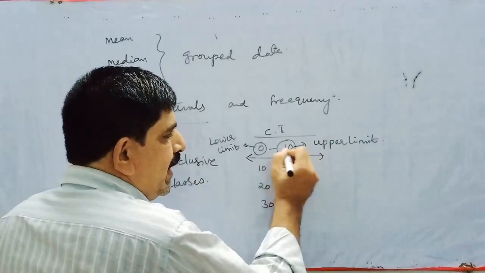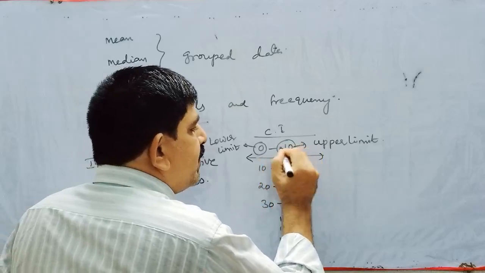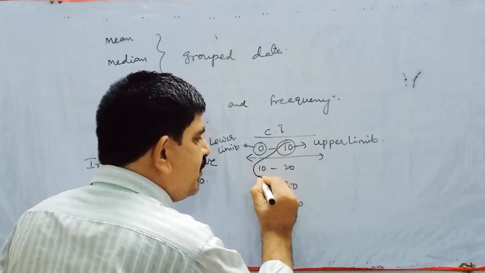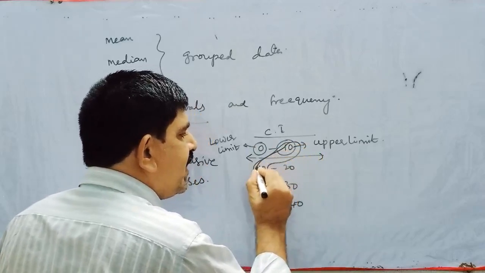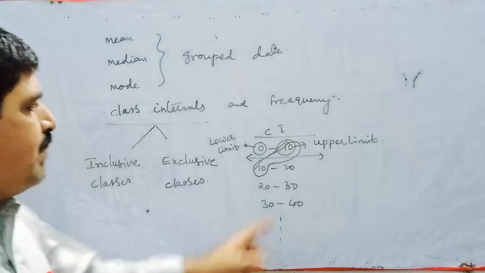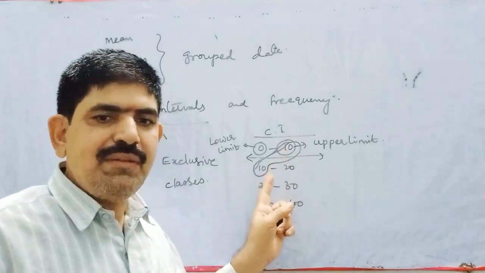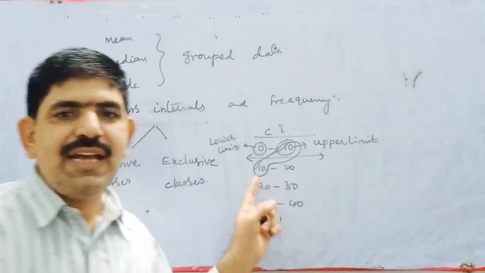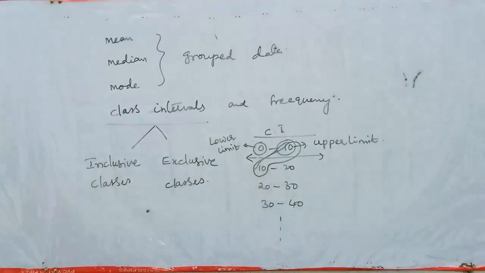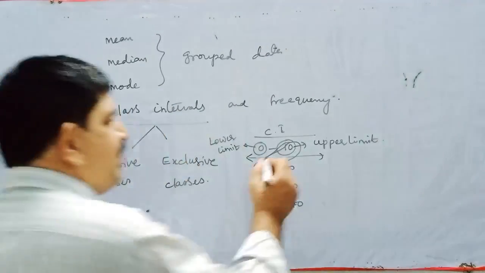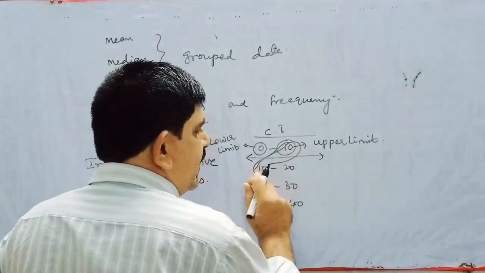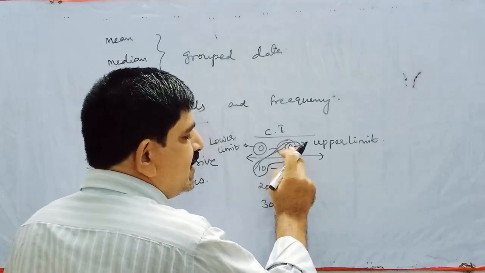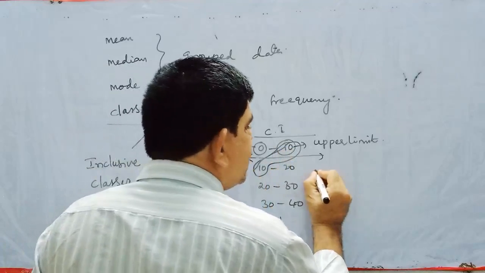Suppose the upper limit of the first class and the lower limit of the next class are equal. If the upper limit of the first class and the lower limit of the next class are equal, this type of classes are known as exclusive classes. 10, 10, 20, 20, 30, 30, 40, 40 and so on.